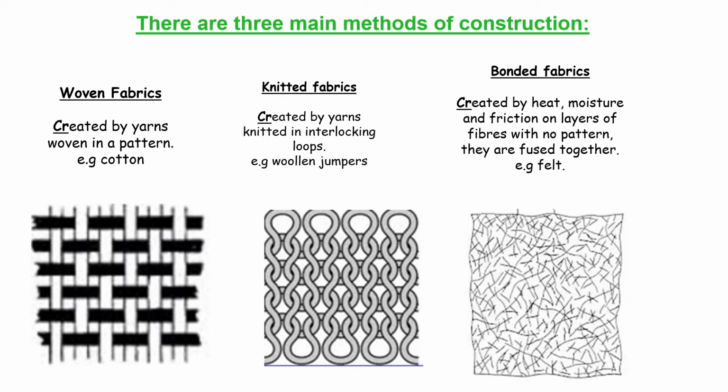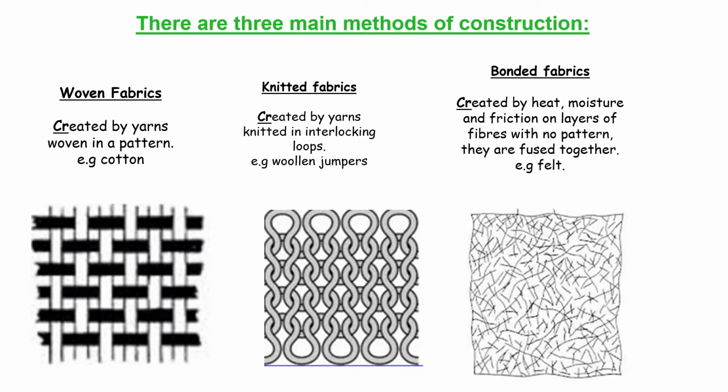There are three main methods of fabric construction. Woven fabrics are created by yarns that are woven into a pattern. A plain weave would be over one, under one. This is suitable for fabrics such as cotton.